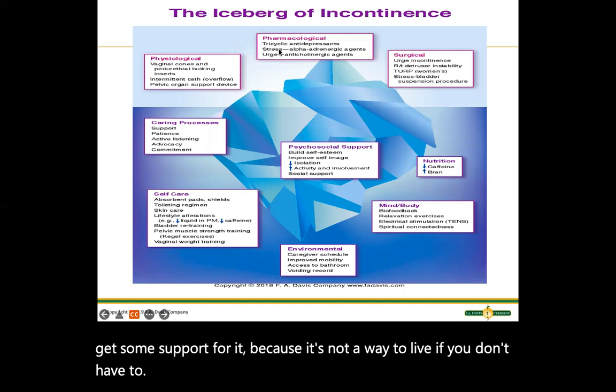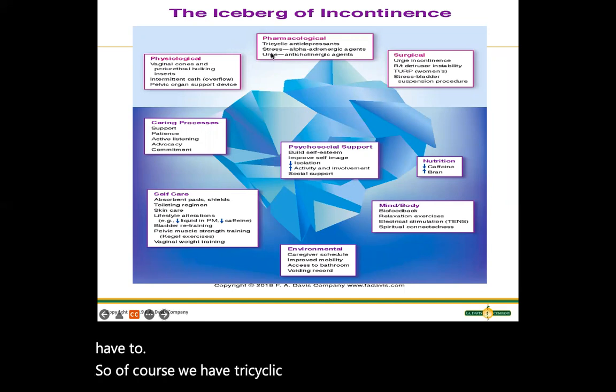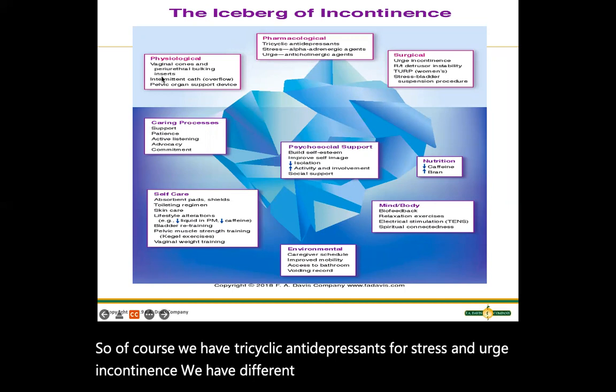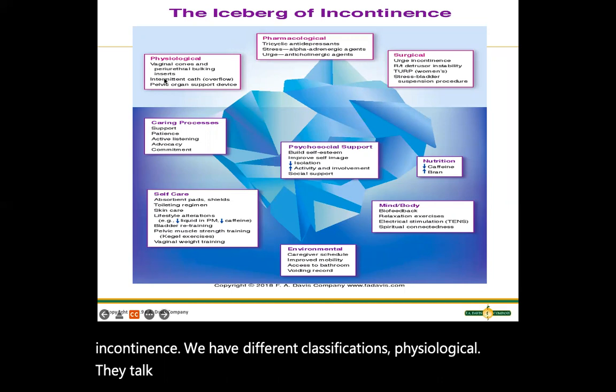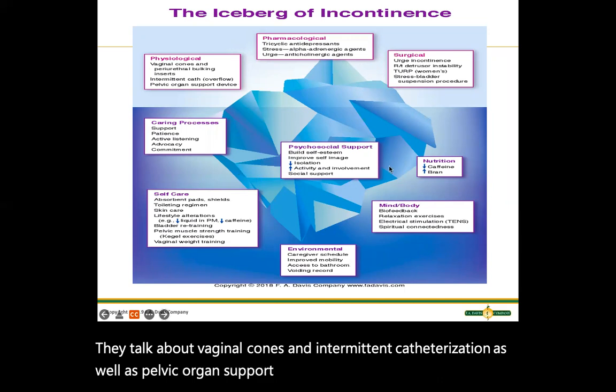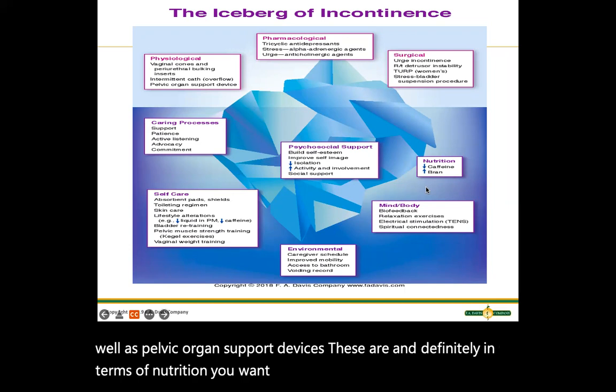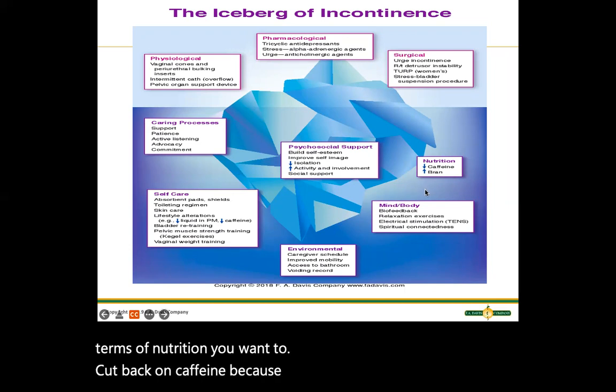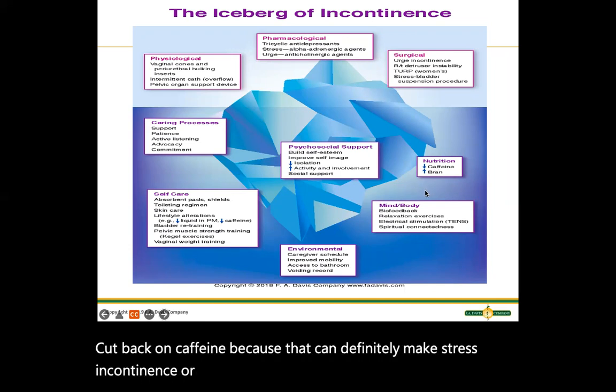So of course we have tricyclic antidepressants. For stress and urge incontinence, we have different classifications. Physiological, they talk about vaginal cones, and intermittent catheterization, as well as pelvic organ support devices. And definitely in terms of nutrition, you want to cut back on caffeine, because that can definitely make stress incontinence or any kind of urinary incontinence worse. And you want to increase fiber.